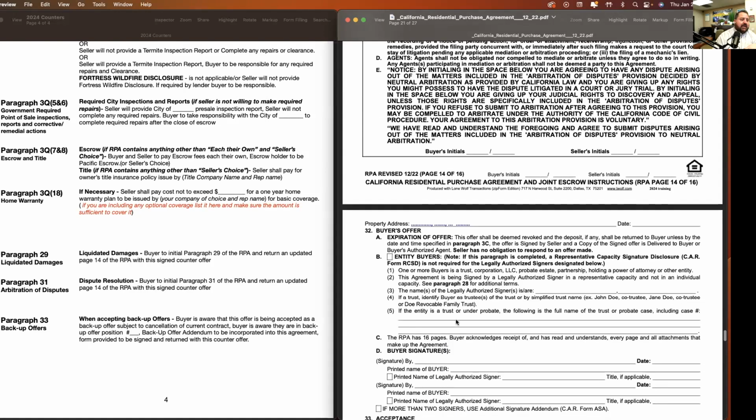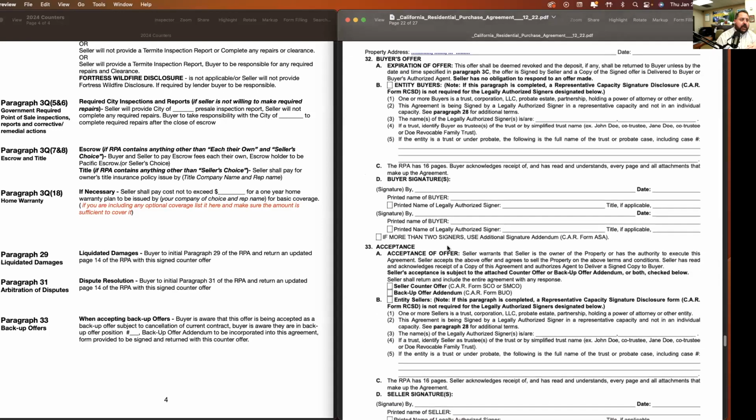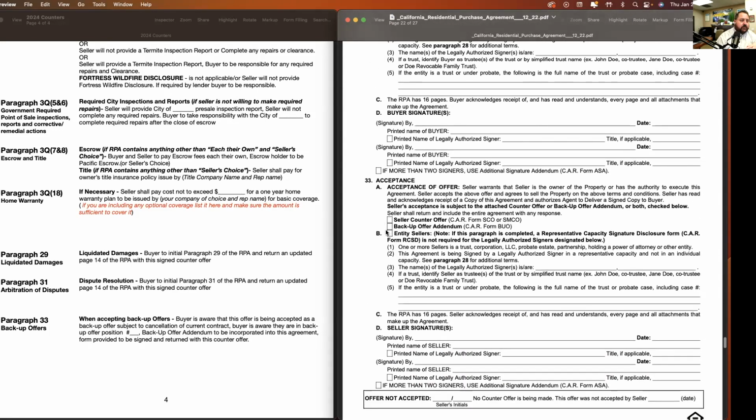And now the last thing, when we get down here, we're talking about backup offers, right? If we're going to include that, if we're going to accept somebody as a backup offer, the counter would look like this: buyer aware that this offer is being accepted as a backup offer subject to cancellation of current contract. Buyers are aware they are backup offer position number, whatever they are, 1, 2, 3, 4, 5. Backup offer addendum to be incorporated in this agreement, form provided to be signed and returned with this counteroffer.